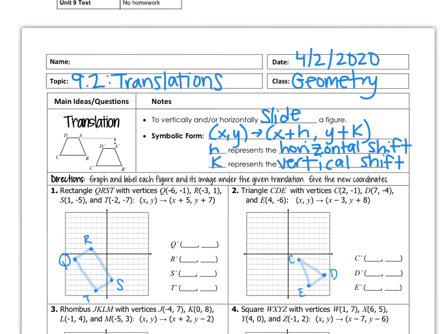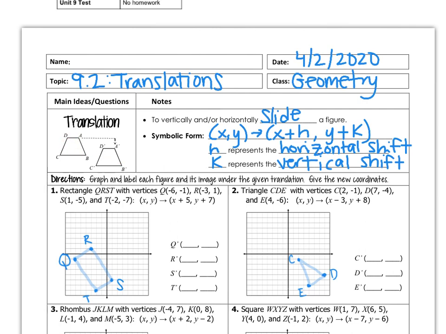it's basically just a way of moving one object from its original position to a new position. And how you do that is you translate it. You vertically or horizontally slide the image over. So I'm going to be sliding this image A, B, C, D to the right and then down. And it's like we're just shifting it over. We don't change anything about the shape, it's still the same shape, it's just moved.